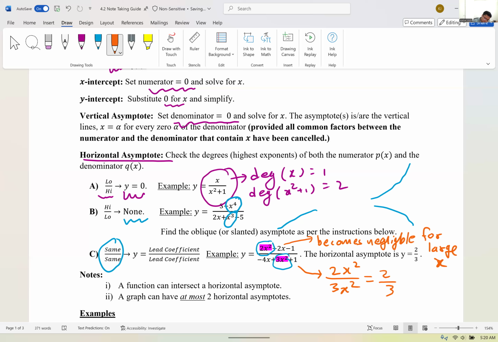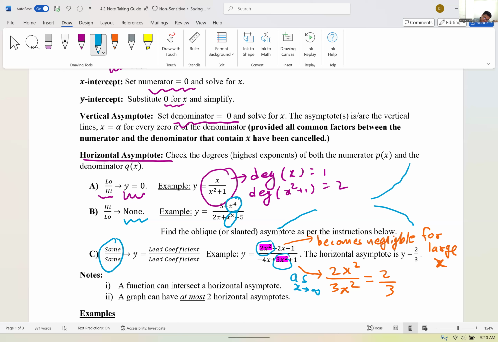Let me mention that here. As x goes to infinity, the values become only the highest degree terms.